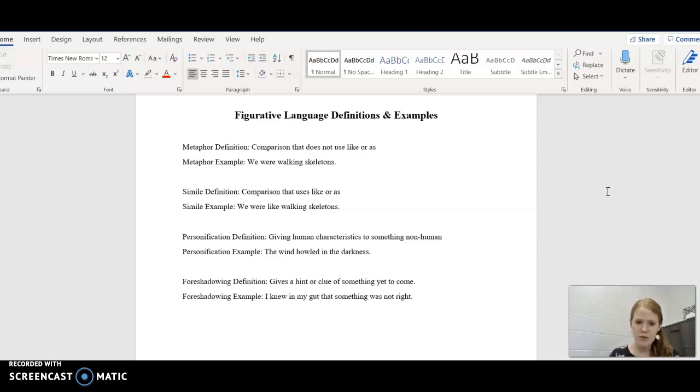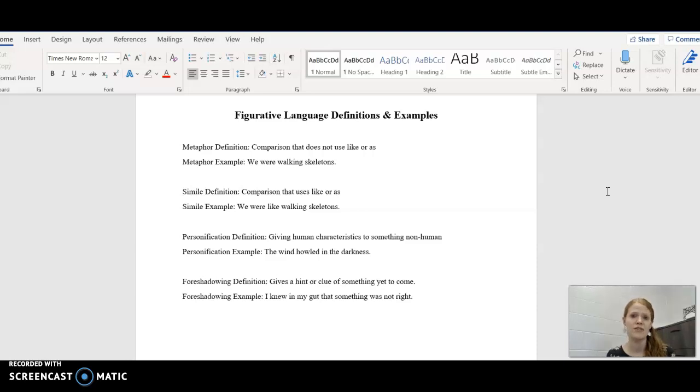A metaphor is a comparison that does not use like or as. An example could be, we were walking skeletons. We, the Jews, are being compared to skeletons, and it doesn't use like or as. A simile is a comparison that uses like or as. I could simply change that sentence to, we were like walking skeletons. I use the word like, it's still comparing the Jews to skeletons, and it works.